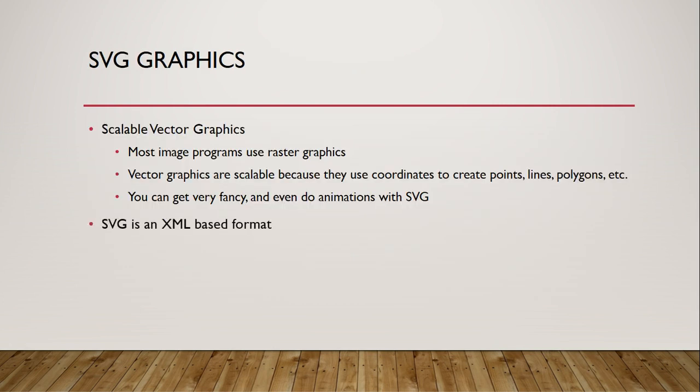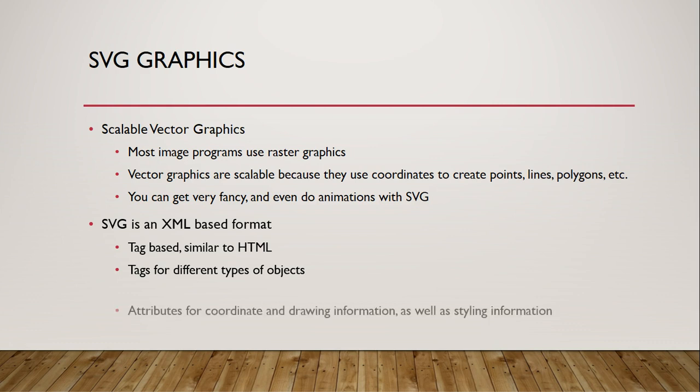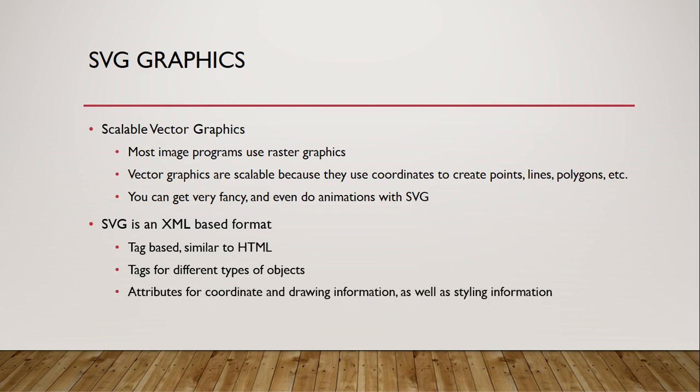Now, SVG is an XML-based format. If you remember in my introductory course, we talked a little bit about XML as a way of storing digital data. XML is a tag-based format similar to HTML. You create an SVG graphic using tags for different types of objects, such as lines, rectangles, and circles, and you use attributes to provide more information about the object, such as the coordinates of the center point of a circle and its radius, as well as styling information. And this is great because you can create the same exact styles for your SVG graphics as you do with your GIS vector features in Leaflet.